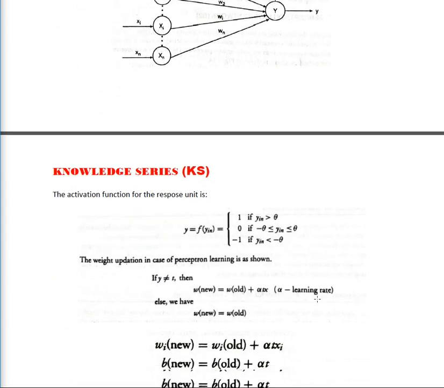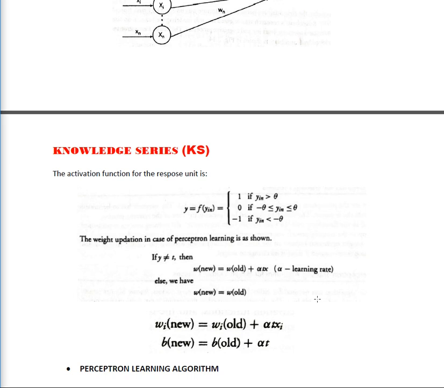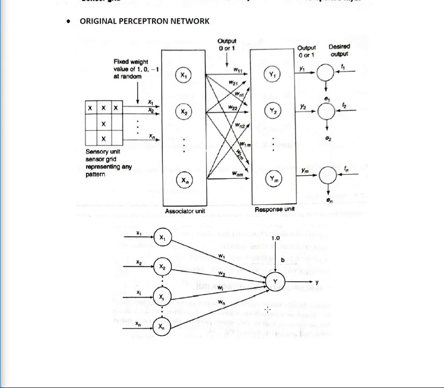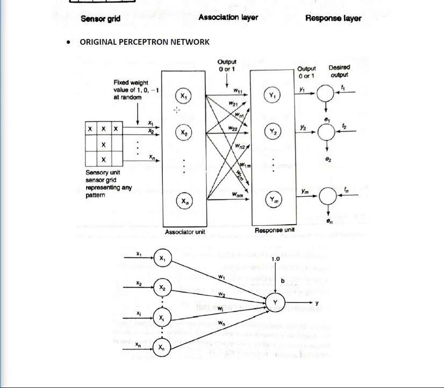Now let us see that representation in mathematical form. Here the sensory unit is connected to the associated unit having fixed weights of 1, 0 and minus 1, that is with respect to the activation functions. A binary activation function is used with the sensory unit and the associated unit. And the response unit has activations 1, 0 and minus 1.